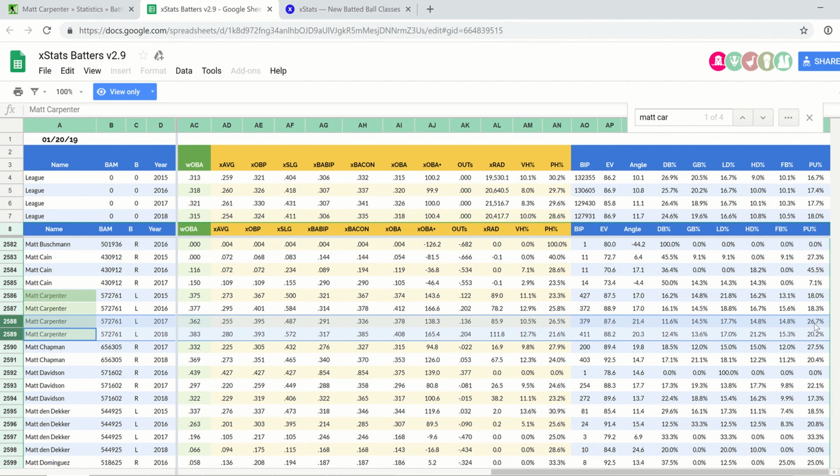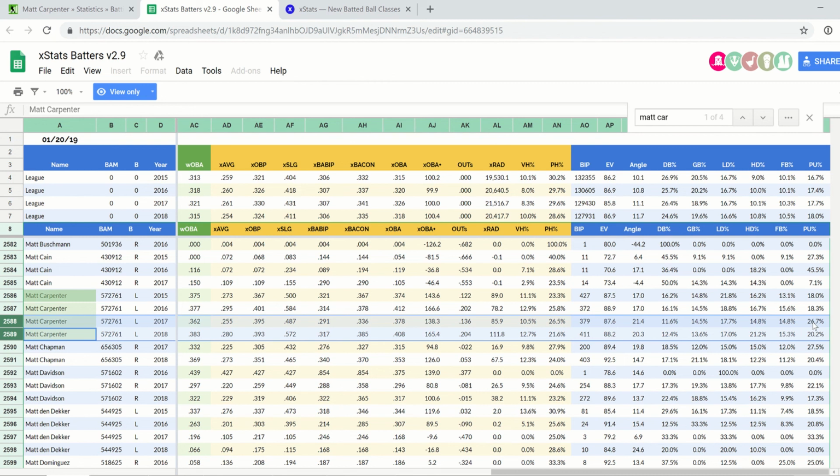What he did in 2018 is he lowered his pop-up rate, going from 26.7% here to 20.2%. That's 6.5%. It doesn't always sound like that much, but that's 65 points of batting average, essentially. He's going from 26.7% of his batted balls having no chance of falling in to 20.2% of his batted balls not having a chance, but 6.5% of them being in other categories that have a better chance.